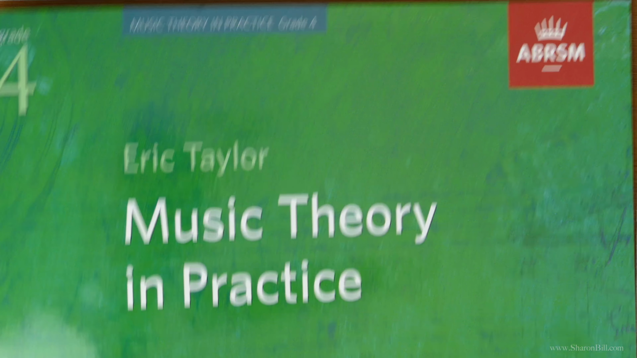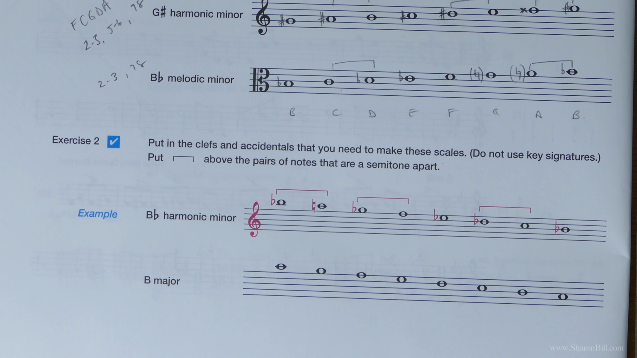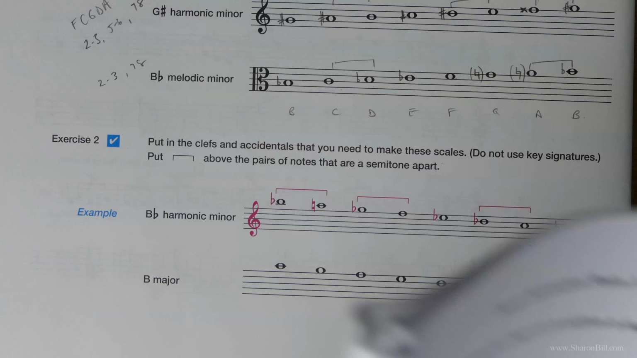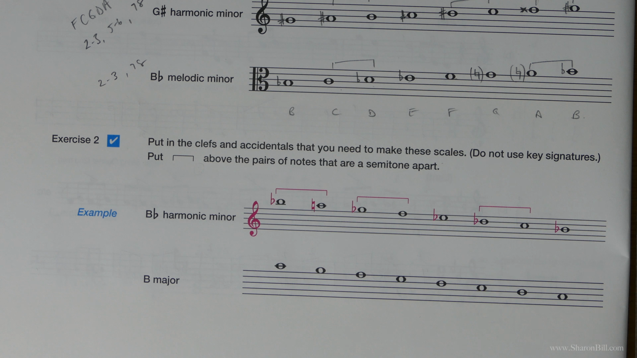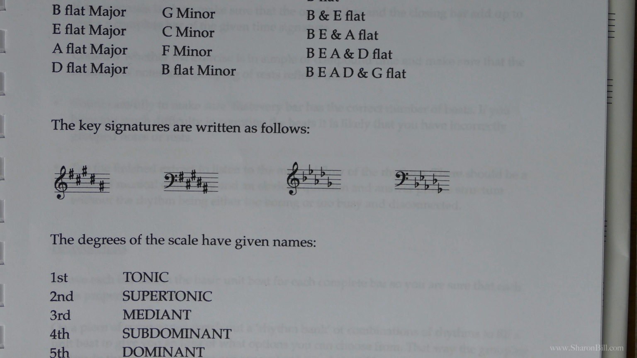If you turn with me to page 16, we're continuing with keys in 5 sharps or flats. And we're now on to exercise 2. So I've referred to this as section E. So if you turn in your PDF document to section E, here we go. All your key signatures can be found there.